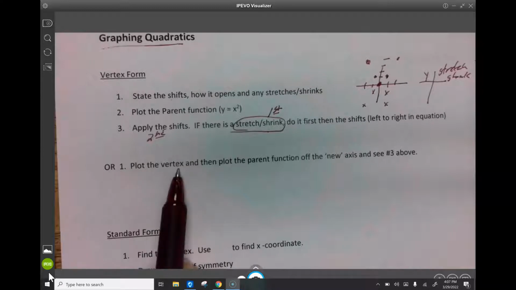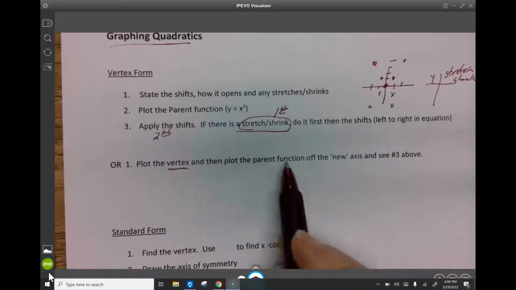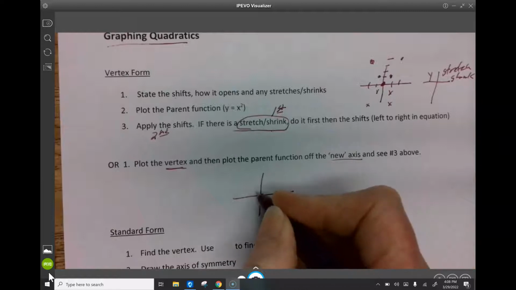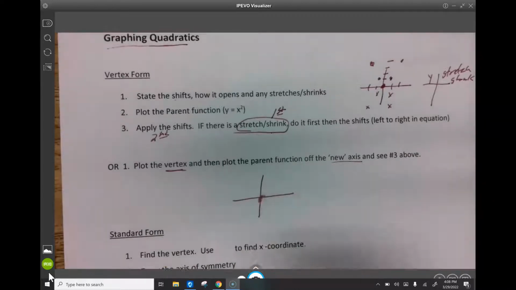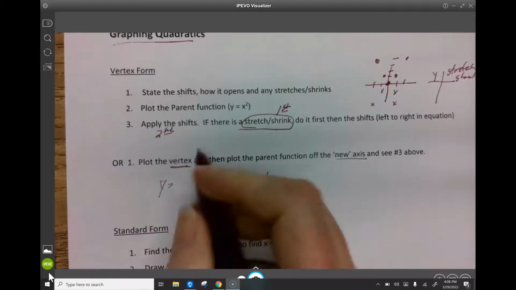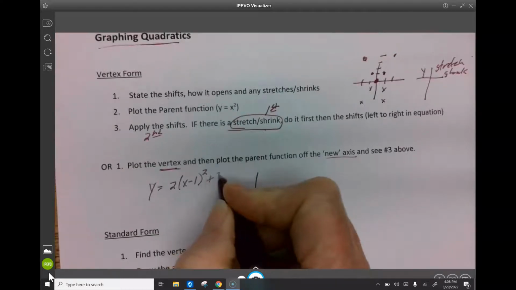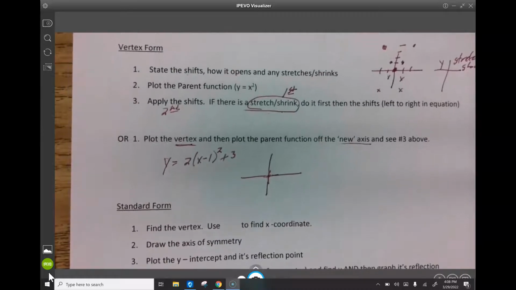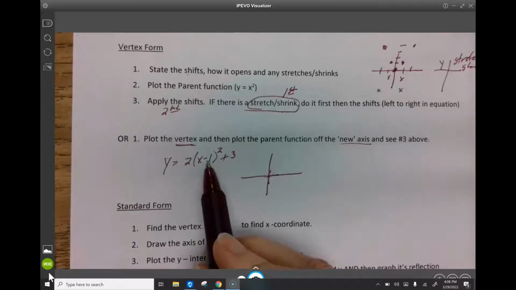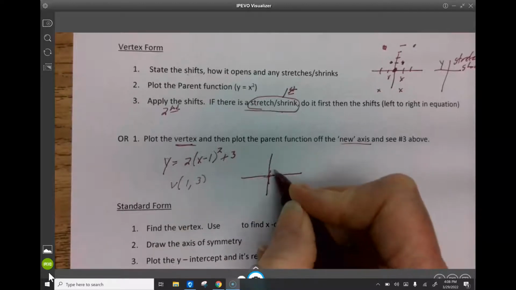The other way you can do it is to plot the vertex, and then plot the parent function off the new vertex. So here we go. Let's say here's my graph, and we'll just take an example. I'm going to say that my equation is y = 2(x - 1)^2 + 3. So what we can do instead of putting in the parent function is plot the vertex first. My vertex here is (1, 3), right? So I go over 1 and up 3.